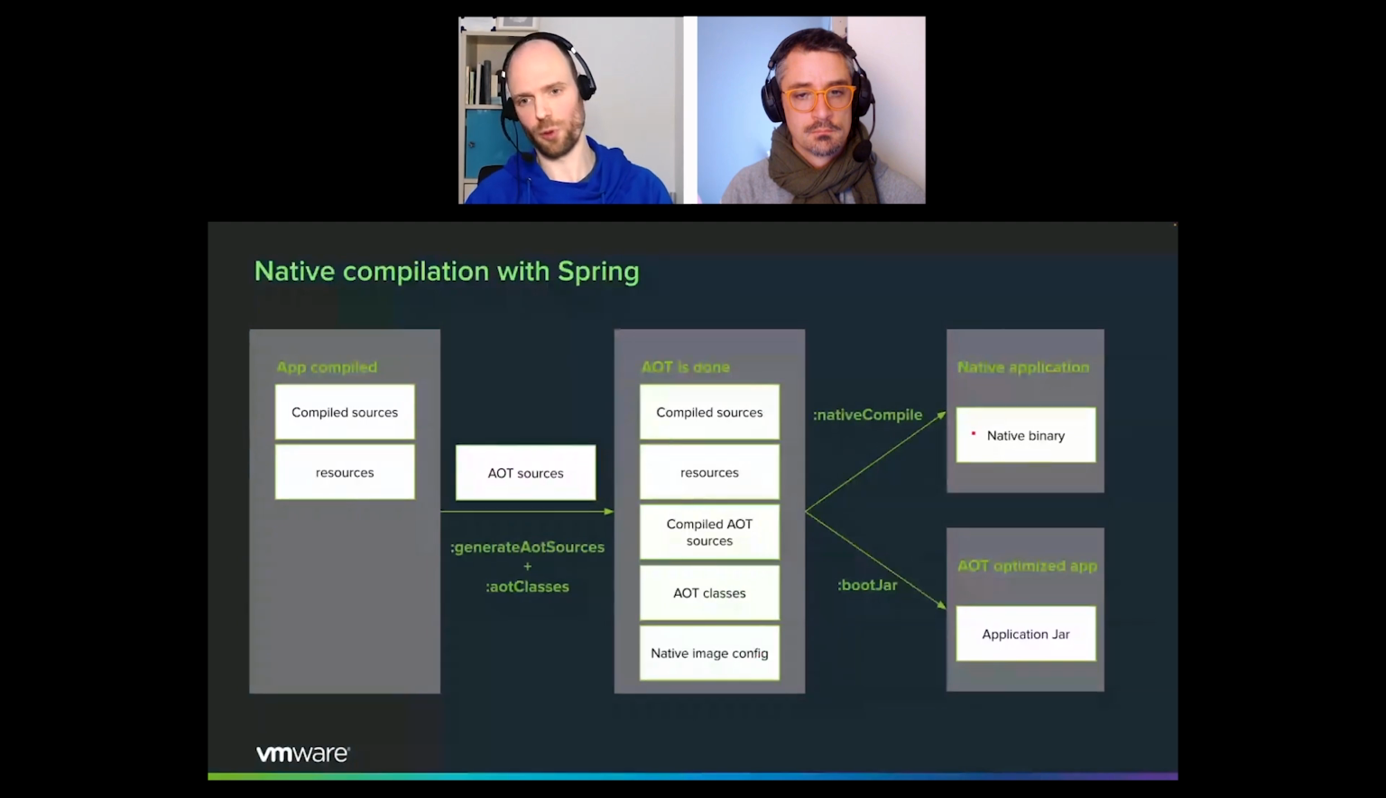And then you can either native compile it, so you get a native binary, which you can then execute on your processor, or you can run bootjar, and this bootjar then contains an AOT optimized app, which means it does not only contain this here, but it contains all of this. And you can run it with a JVM parameter, which then uses the same code path which the native image would use when it starts up, but on the JVM, which gives you some performance benefits.